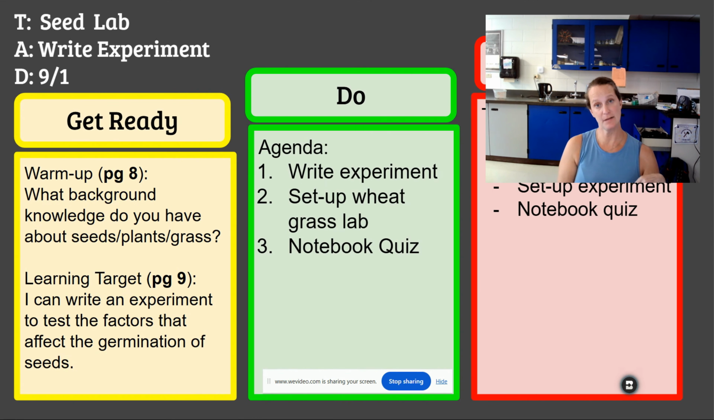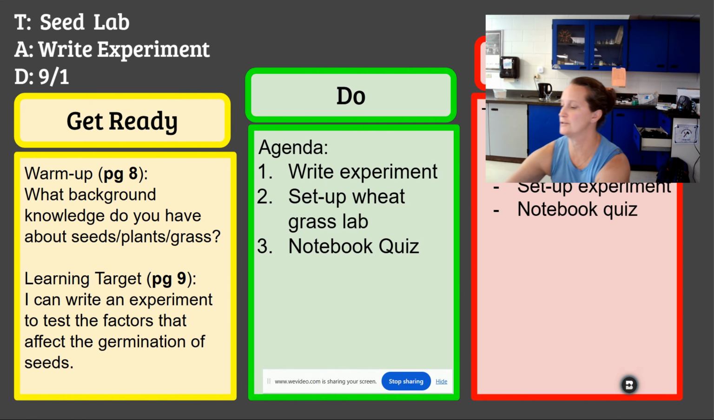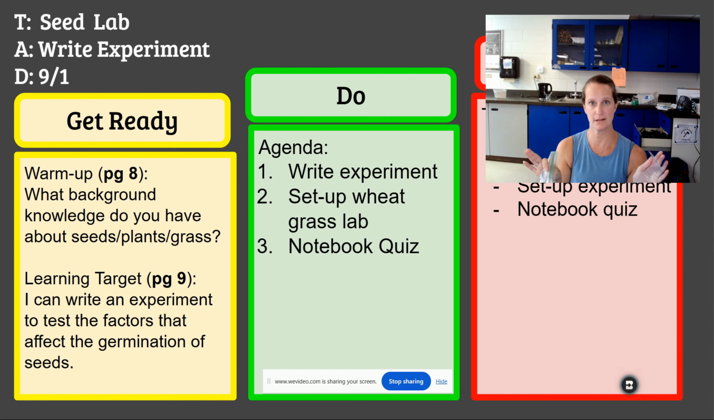That assignment you will find in Google Classroom, and I will show it to you in a moment. And then you will set up your experiment. You are going to make 2 bags for your experiment, one for the control, one for the experiment. I'm going to walk you through it. So let's go ahead and just get started.